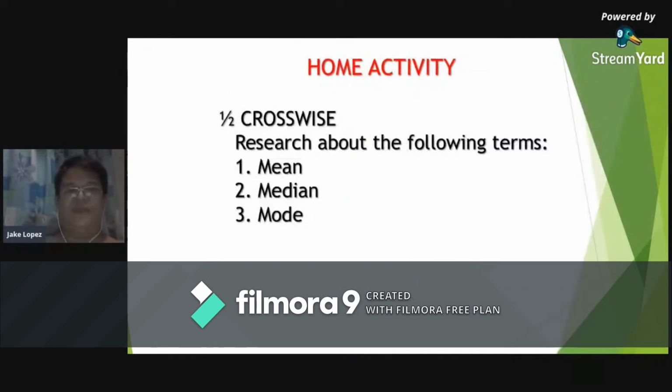So for your home activity, for your research, I need you to know the meanings of the 3 words: the mean, median, mode, and that would be the next part of our lesson for mathematics 7, for grade 7.